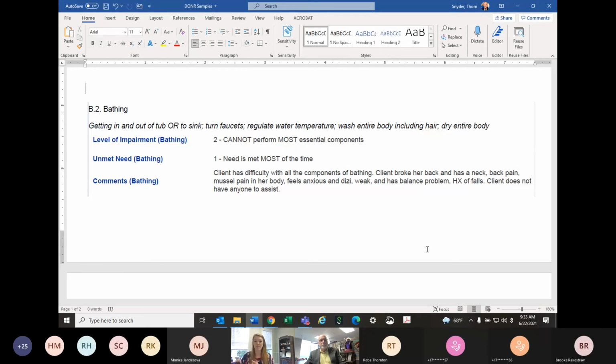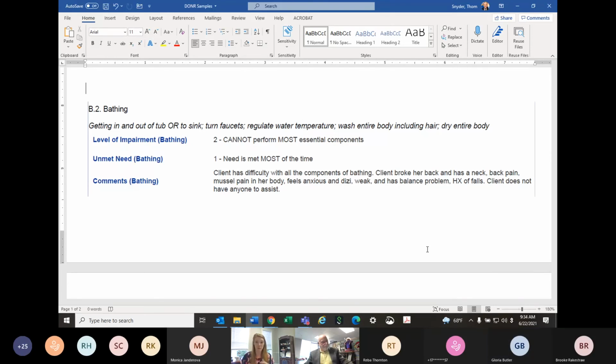It says need is met most of the time is the score, but then it says client does not have anyone to assist. Which one's right? I don't know that reading it. And someone brought up asking if there is someone, who is it? Great question, because the score is telling me the need is met. So who's helping to meet that need, and when is it not being met, based on the score and the comment not matching? But she's also saying that she's having difficulty with the components. It's not saying she can't do it. Yes. Yep, great comment.